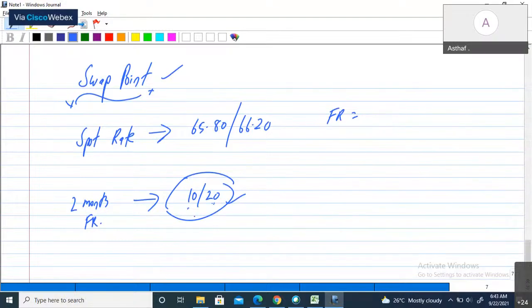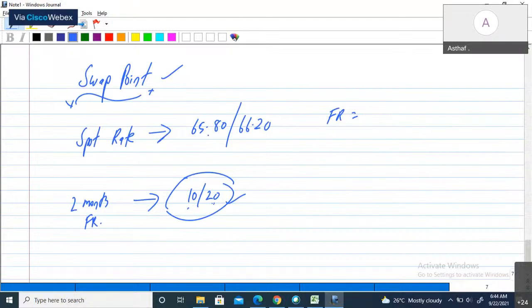We call it ascending or descending. If it is increasing, we call it ascending. If it is decreasing, we call it descending. So here, 10 and 20 is increasing, called ascending order, and we have to add. The swap point is only your decimal point.